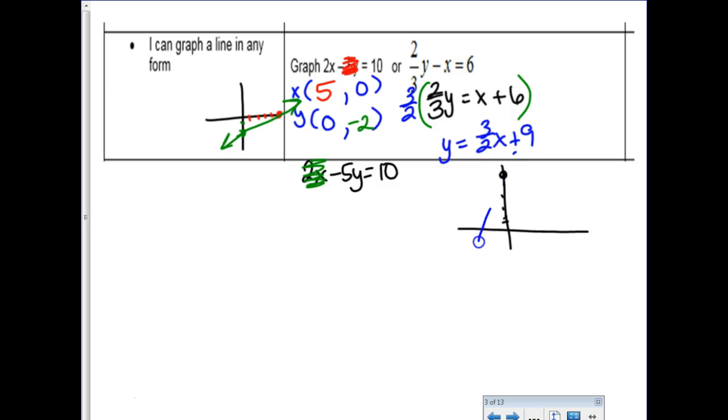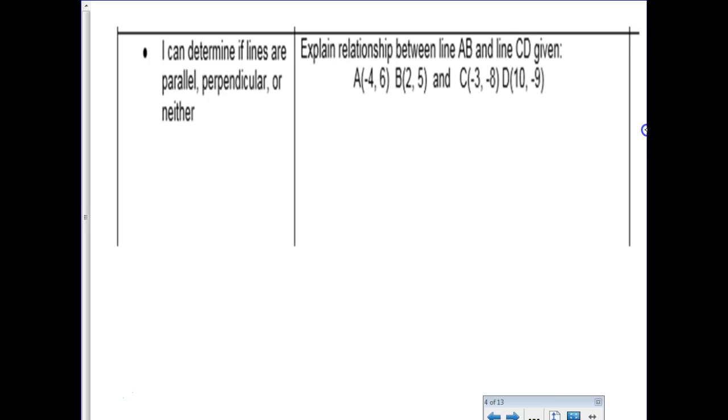So obviously you guys are going to graph beautifully and you're going to graph accurately. You have to decide on your technique and your method of approach. Can you determine if lines are parallel, perpendicular, or neither? So that is dependent on their slope relationship.